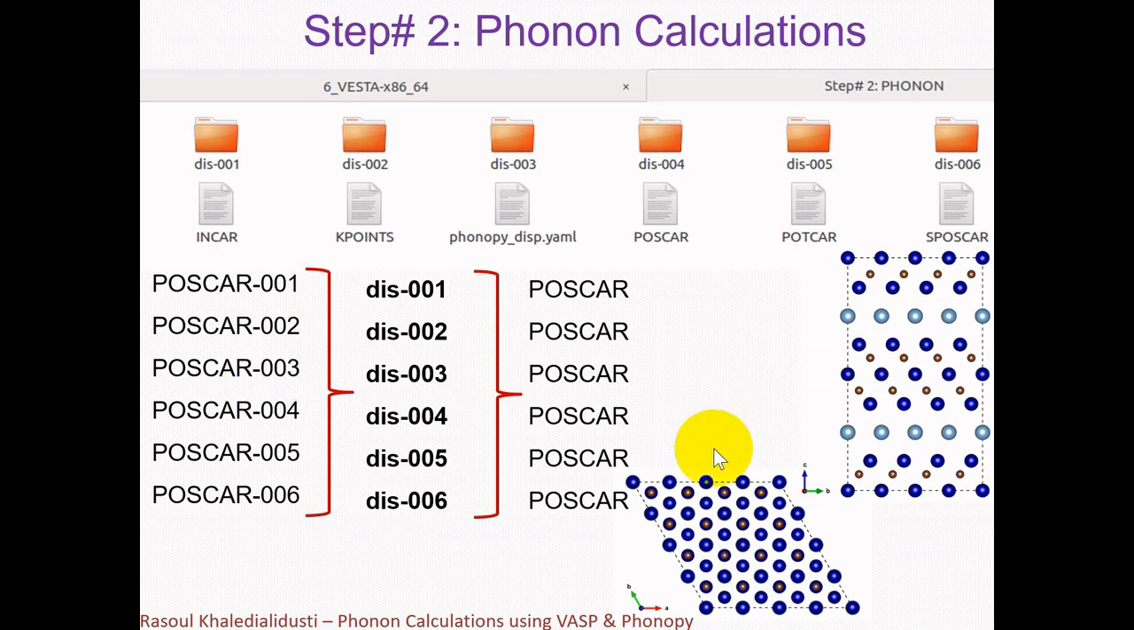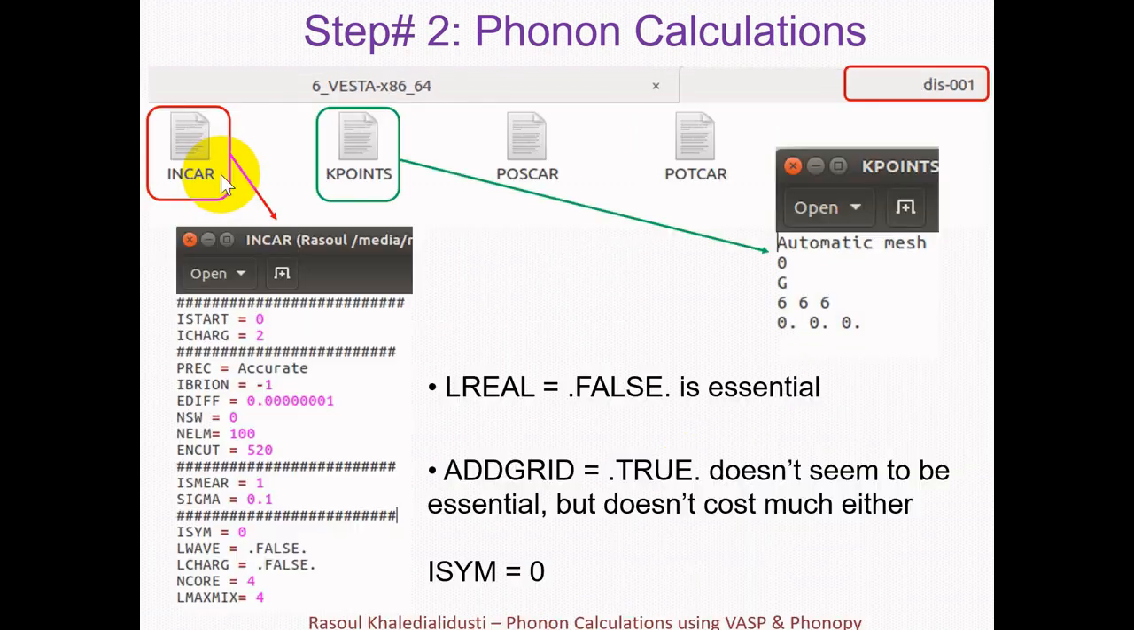Here you can see the supercell that is created from both side and top views, this is the supercell from the side view and the supercell from the top view. Well, in each of these folders we need to perform only self-consistent calculations. So after placing the POSCAR files with different single atomic displacements in the folders, we use the same POTCAR file as we used in the optimization step.